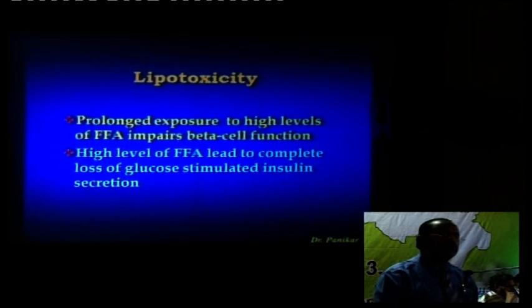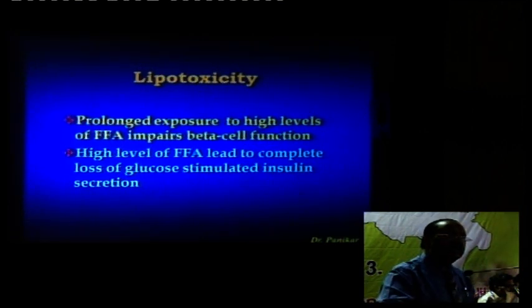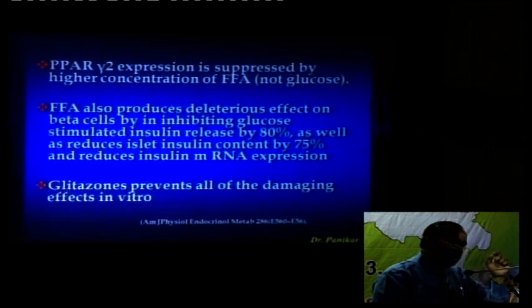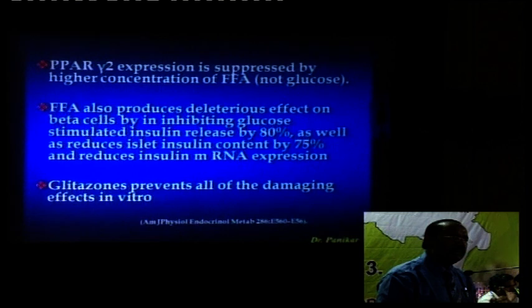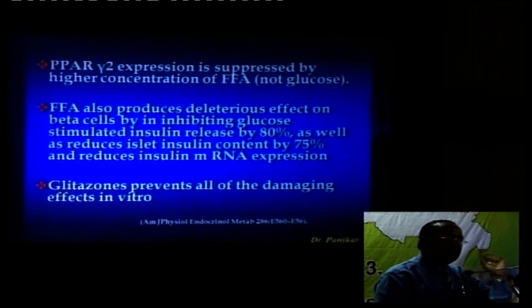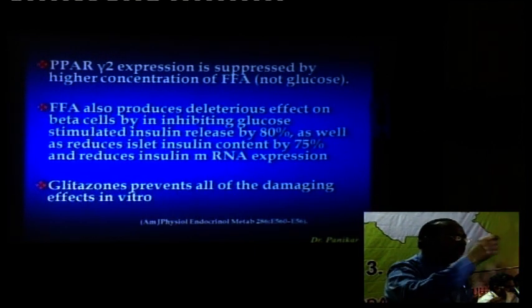Lipotoxicity: prolonged exposure to high levels of free fatty acid impairs beta cell function. And how do they do that? The PPAR gamma expression is suppressed by higher concentration of free fatty acids. The PPAR gamma expression is not suppressed by high glucose, but by high free fatty acid content. And the FFA also produces a deleterious effect on beta cells by inhibiting glucose-stimulated insulin release by 80%.